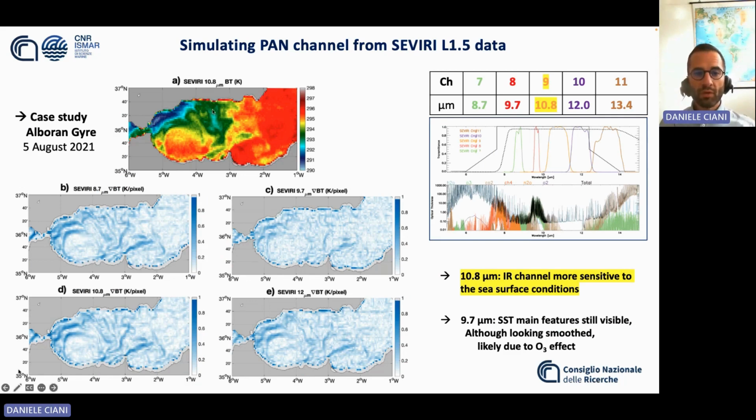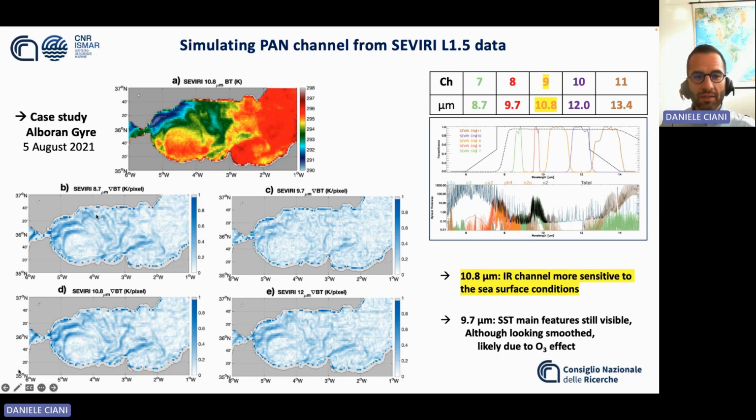Here you can see the brightness temperature derived for the 10.8 micrometer channel. So here we can recognize structures that are really in agreement with the well-known oceanographic activity in this area, which is the West Mediterranean. We are in the Alboran Gyre, and here you can recognize the intrusion of cold water from the Atlantic Ocean into the Mediterranean through the Gibraltar Strait.